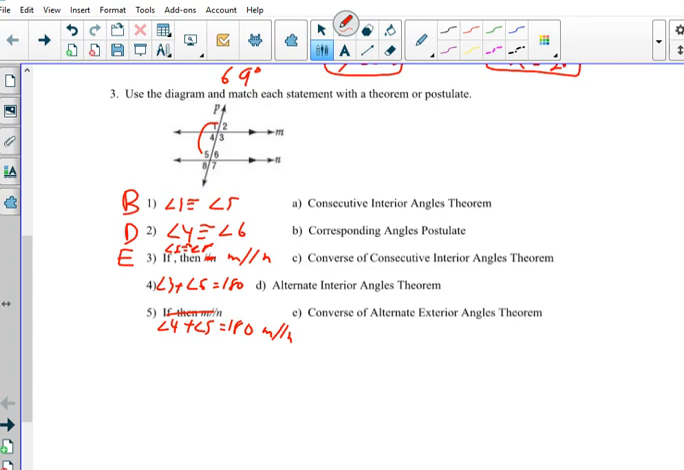Number 4, angle 3 plus angle 6 equals 180. Well, those are consecutive interior angles. And that leaves us with C, the converse of the consecutive interior angles. 4 plus 5 is 180, therefore the lines are parallel.